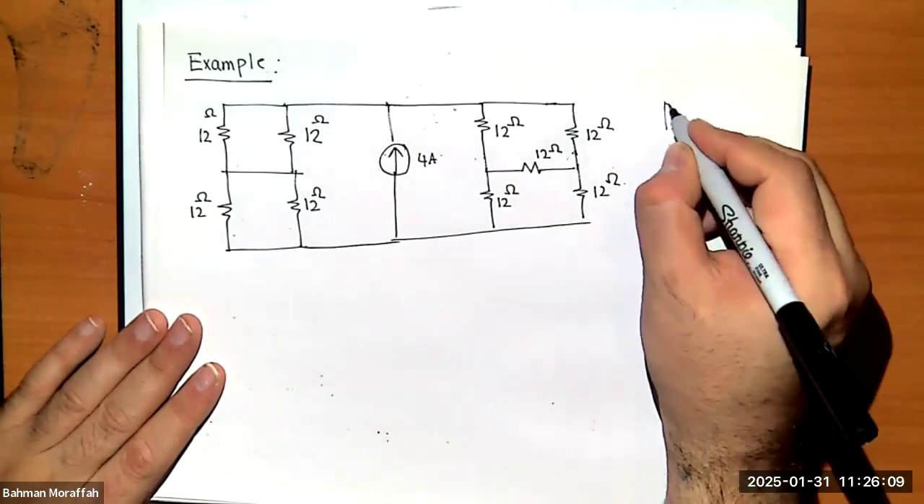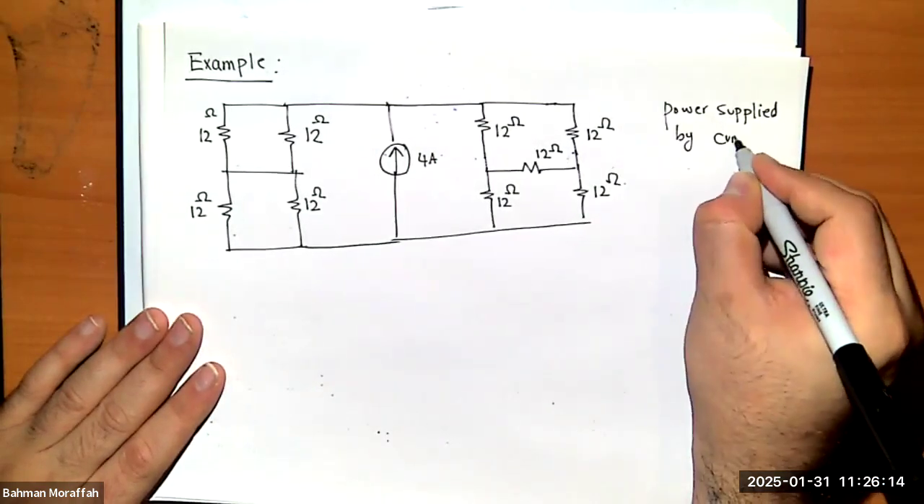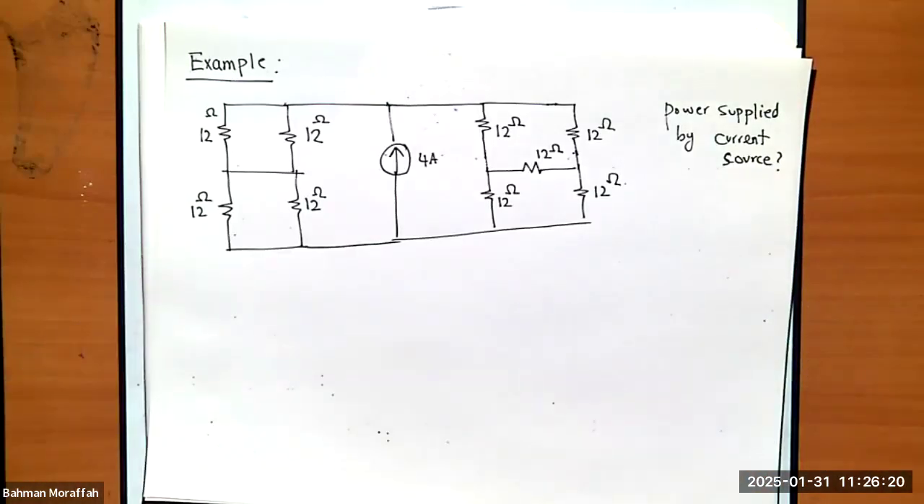And the question is asking me, what is the power supplied by the current source? Is the question clear? We're given a circuit. We're asked to find the power supplied by the source here. Let's look at the circuit for a second. What are our observations? What are the things that we immediately see in the circuit?